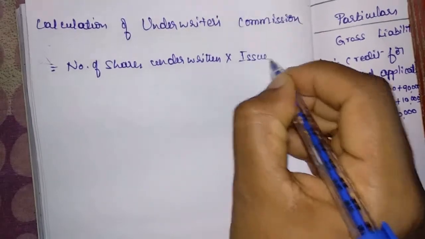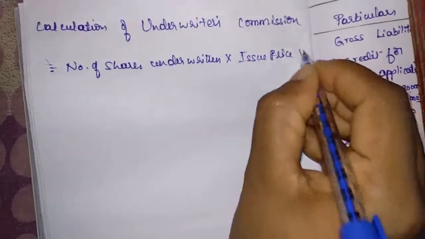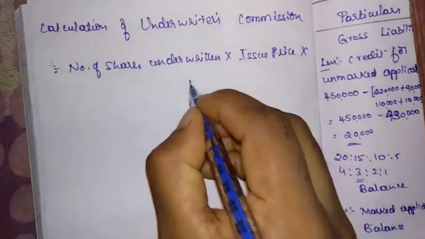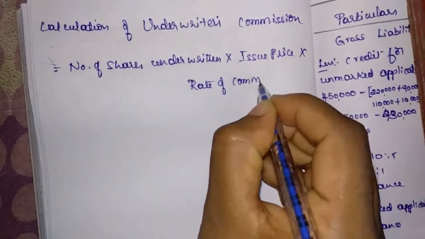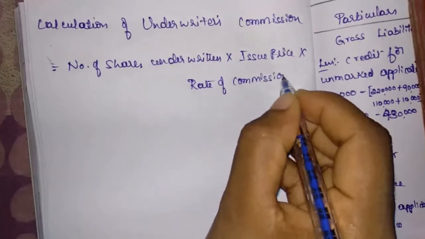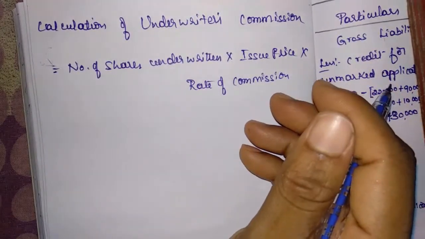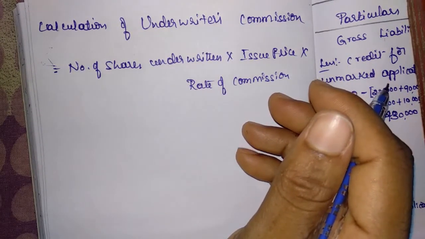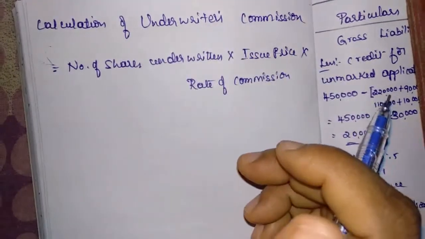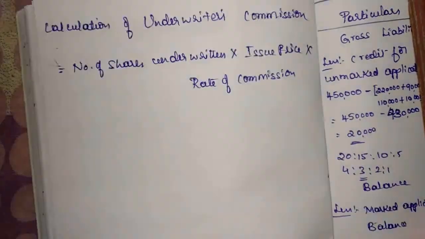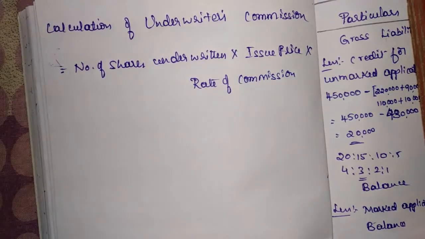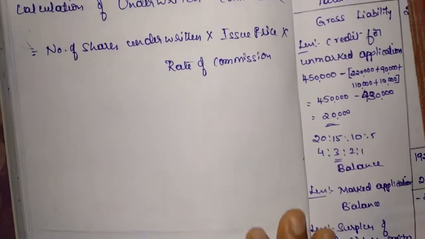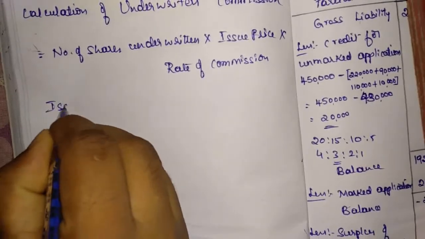What is the issue price of the share or the debenture, into the rate of commission. So what is the commission agreed? You should remember that commission should not exceed 5% on the issue price in case of shares. So we'll calculate for each of the underwriters what is the commission. Before that we have to calculate what is the issue price.